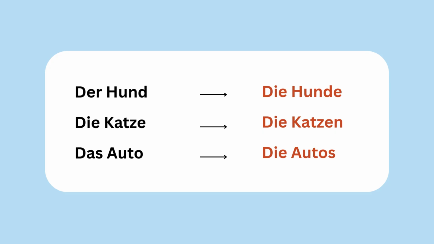So far, so easy. But if you look at the three examples I gave you, you will notice that the plural form for those words is always made differently. For example, for Hund, we put an E at the end. For Katze, we put an N, and for Auto, we put an S to make the plural form.